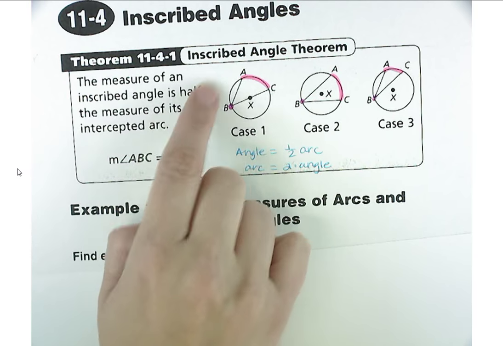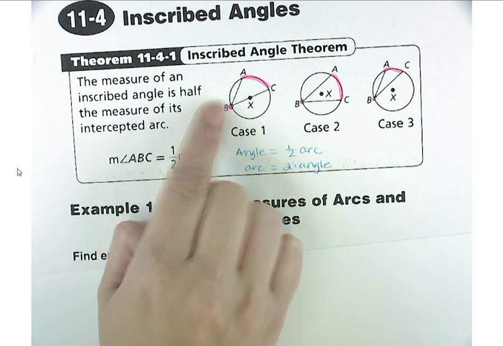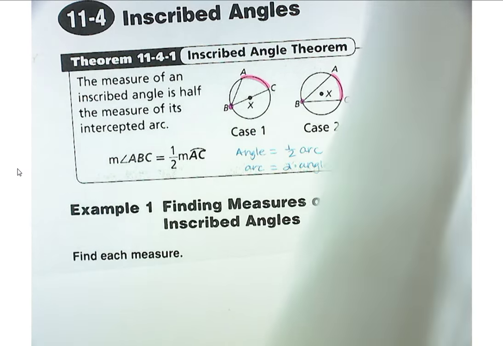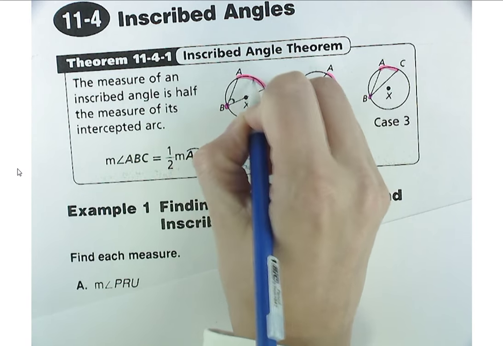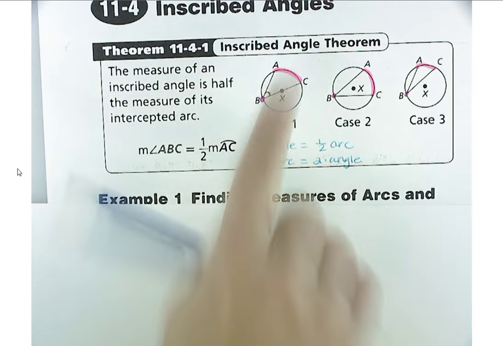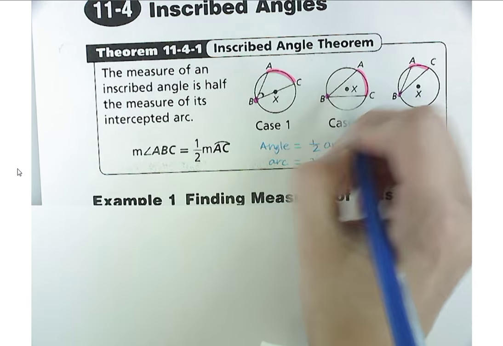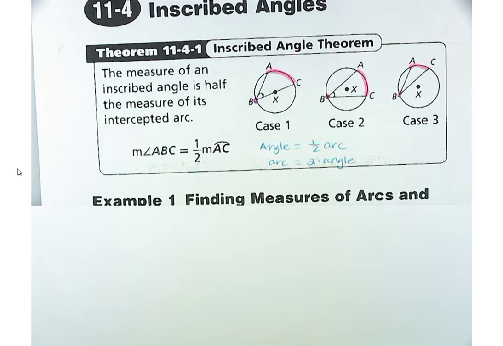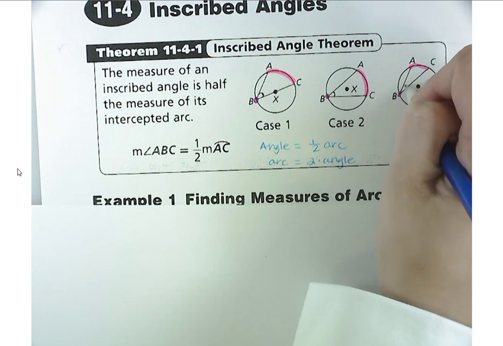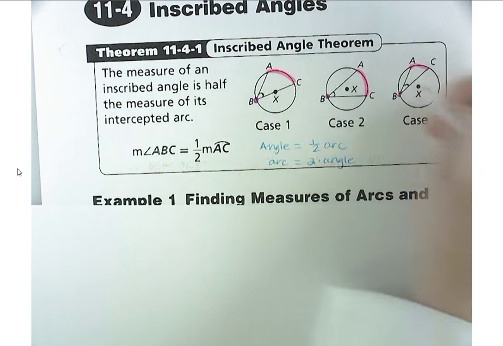So for all of these, you're looking at angle ABC. So this angle ABC would be half of AC, okay, the measure of that arc. Here's another one, angle ABC would be half of AC, and angle ABC is half of AC.